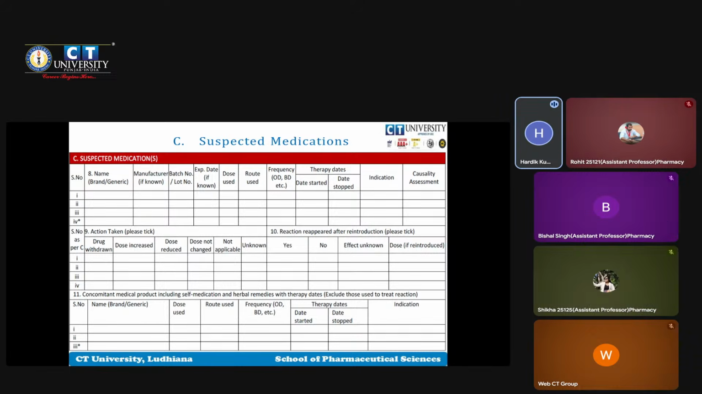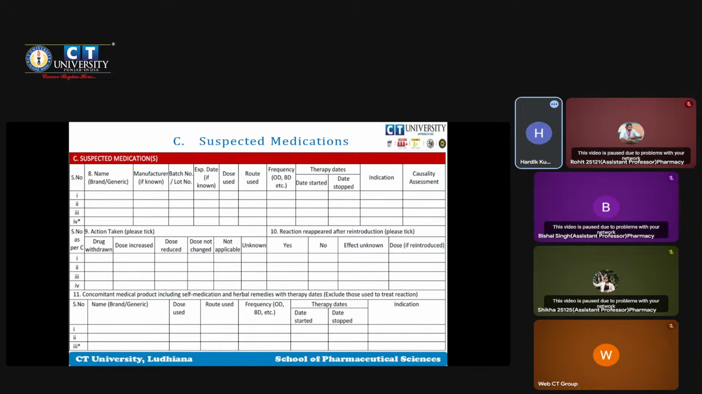In this, you have to write the patient initials, gender, age, weight, and height. Next slide, please. Now you have to write the suspected adverse drug reaction details. What type of reaction occurs? The date of reaction, date of recovery from the reaction, suspected medication, or any attachment you have, you can attach the file. Next step, please.